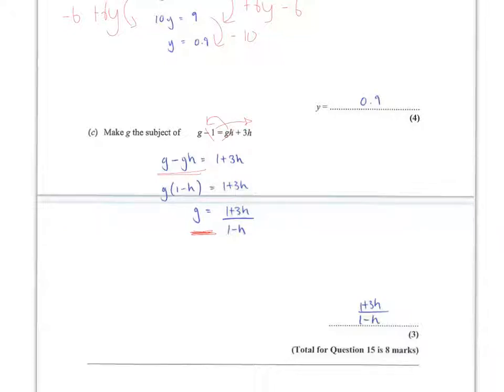Factorising now, because I've got a common factor g. g times 1 is g, g times minus h is minus gh. So my common factor g, and then finally divide by the bracket, leaving you with g equals 1 plus 3h over 1 minus h.